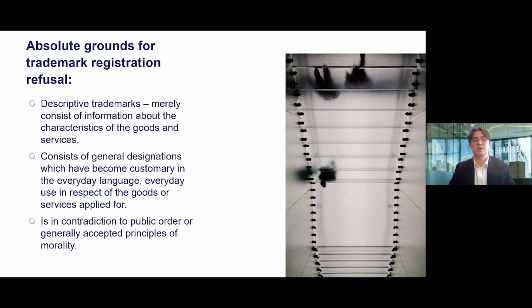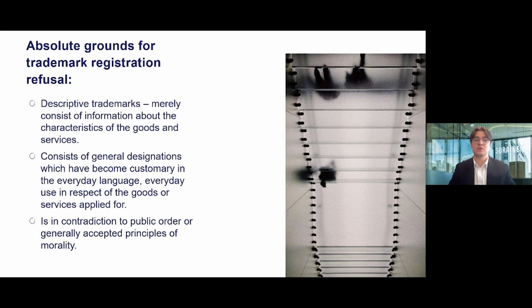Then it's also prohibited to register trademarks which consist of general designations which have become customary in the everyday language in respect of the goods or services applied for. As an example, this could be Jeep, which is used in everyday language to describe off-road vehicles, or Jacuzzi, which is used to describe hot tubs.